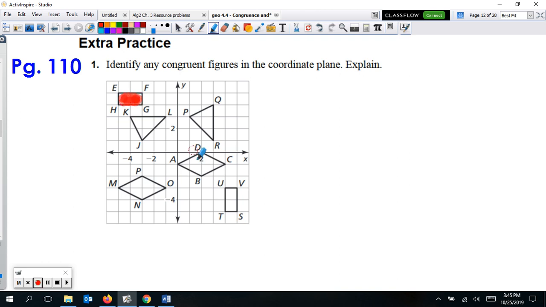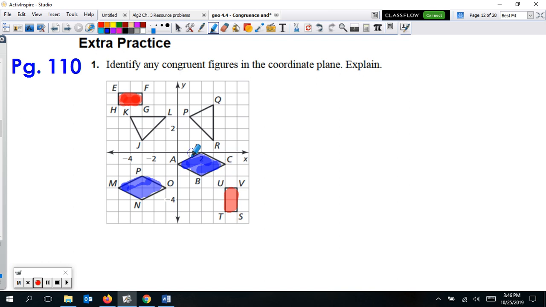And with this one down here, these are congruent, so I'll highlight those in red. You can just fill it in, kind of like shading in that box. I'll do this one in blue, the diamond shapes right here. That's congruent to this other diamond shape down here. Those are congruent figures. We can see that by the fact that they're all the same size and shape.